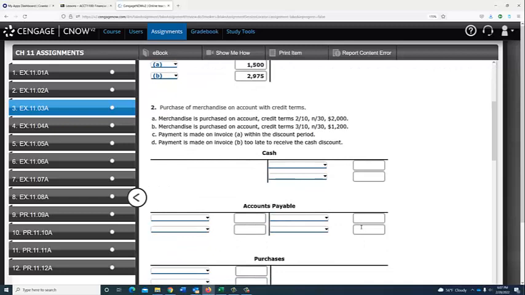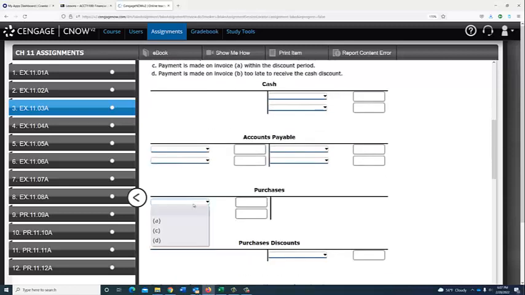Okay, we'll go to 2. This is a purchase of merchandise on account. So merchandise is purchased on account with credit terms 2/10 net 30 for 2000. Now we would not enter our cash discount at the point of the purchase because we don't know when we're going to pay this bill. We're just going to enter that we made a purchase and we have a bill. So it's 2000. So debit purchases for 2000 and credit accounts payable for 2000.